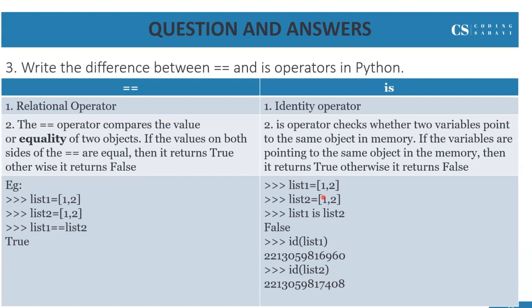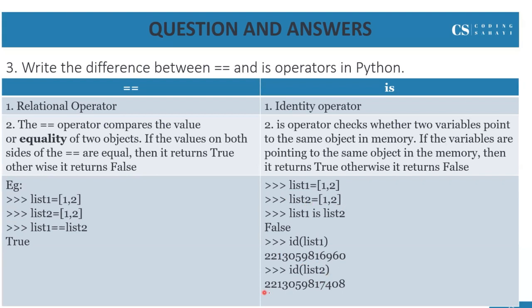That is, list1 contains the values 1, 2 stored in this memory address, and list2 has the values 1, 2 stored in another memory address. It is not pointing to the same memory location. So that is the difference between double equal to and is operators. Let's check the next question.